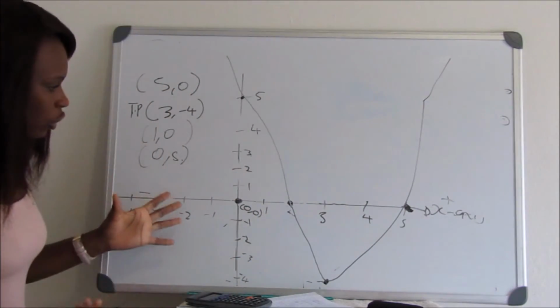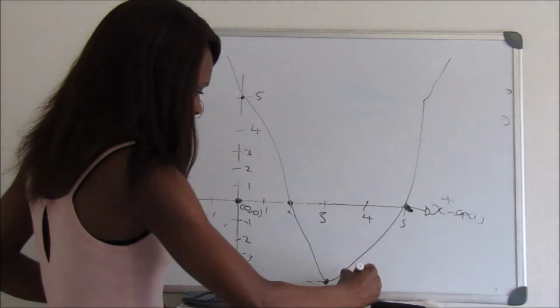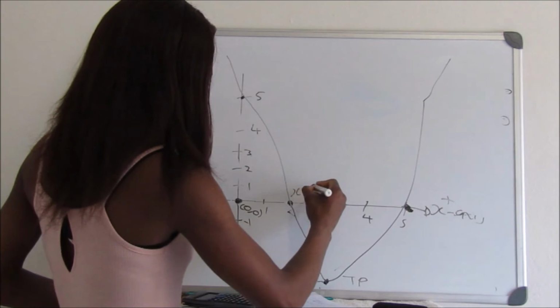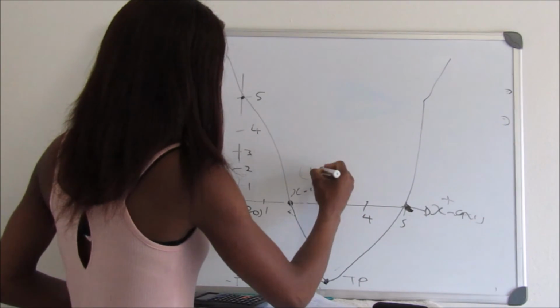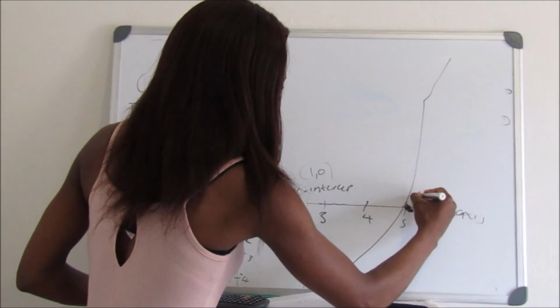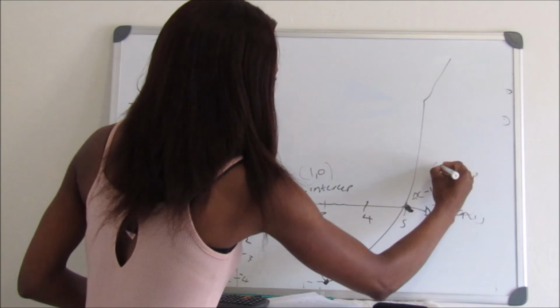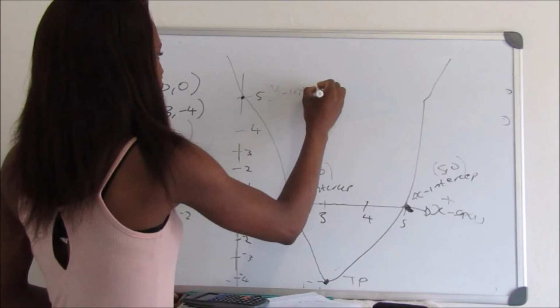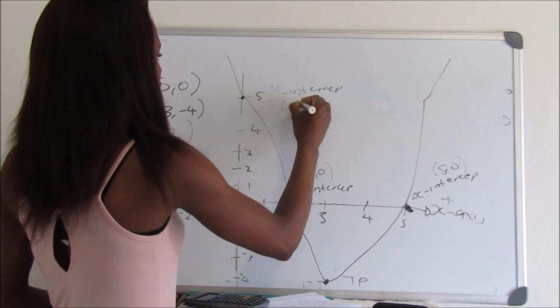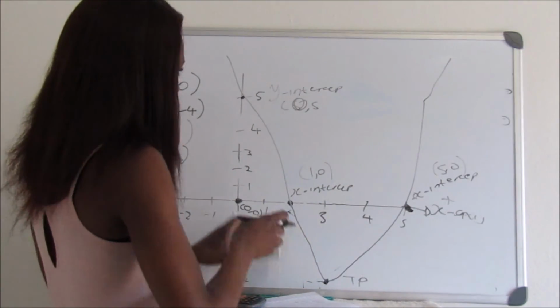It's just that it's not drawn to scale and it doesn't really look good, but this is the turning point. This is the x-intercept, which is (1, 0), and this is the x-intercept again, which is (5, 0), and this is our y-intercept, which is (0, 5), I meant to say. This is (0, 5).